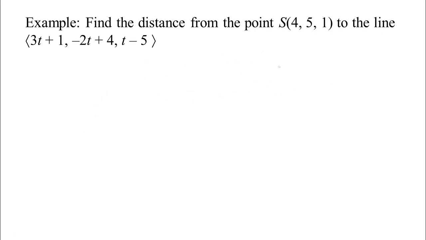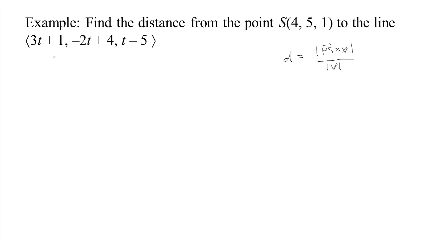So recall our formula from the previous slide was to find the distance from a point to the line. You take PS cross V, where V is a vector that lies parallel to the line, and you divide by the length of that vector. So in this case, we have a point, its name is S, it's located at 4, 5, 1, and we have a line. Now what we need to do is find a point on that line, and find a vector that's parallel to that line so that we can apply this formula and find the distance.